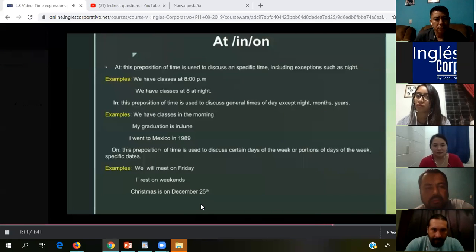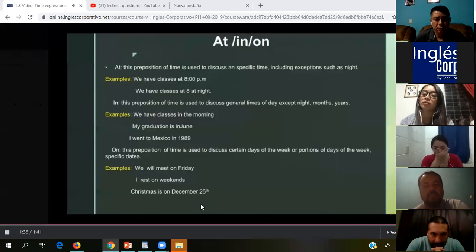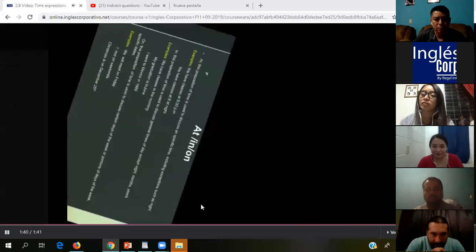In. This preposition of time is used to discuss general times of day except night, months, and years. Examples, we have classes in the morning. My graduation is in June. I went to Mexico in 1989. On. This preposition of time is used to discuss certain days of the week or portions of days of the week, specific dates. Examples, we will meet on Friday. I rest on weekends. Christmas is on December 25th.